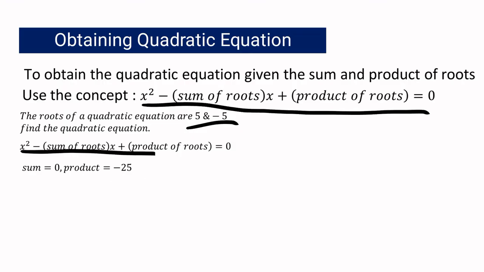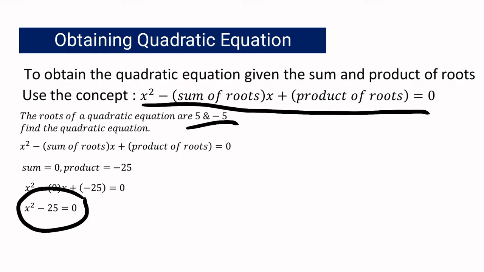Then we are now ready to substitute the sum and product here. So it will become x squared. Our sum is 0. You have the variable x. And then our product is negative 25. 0 times x is 0. It is unnecessary for us to write this one. That is why we will be having x squared minus 25 equals 0. This is our quadratic equation.